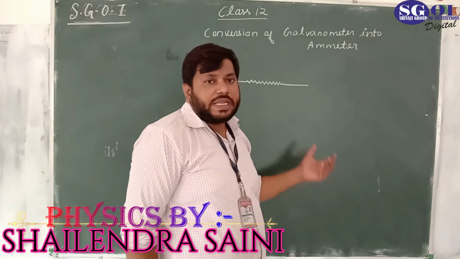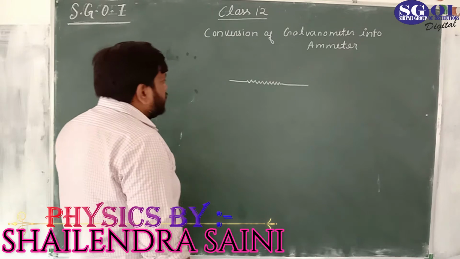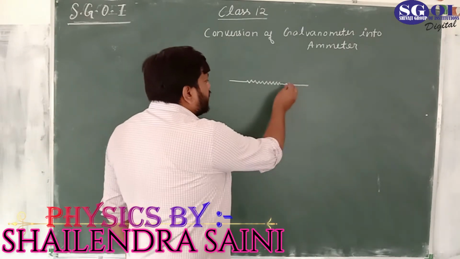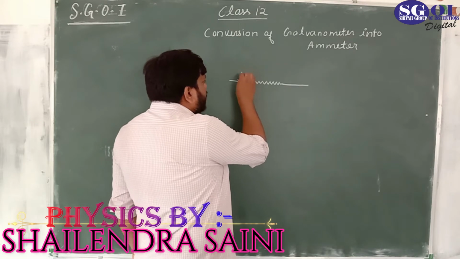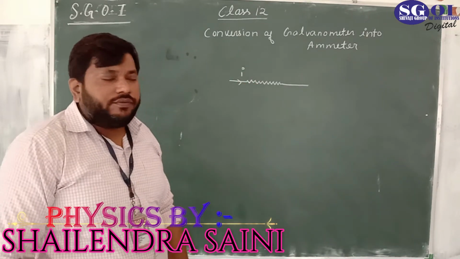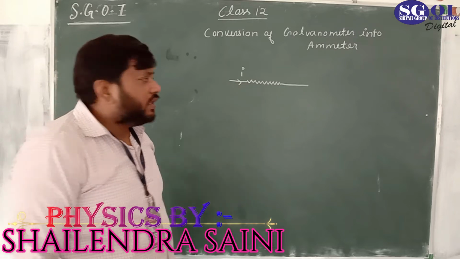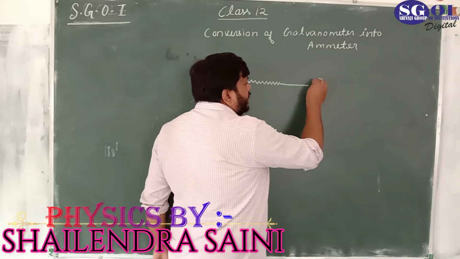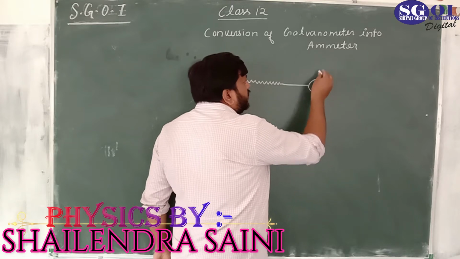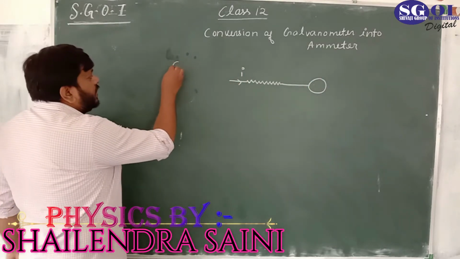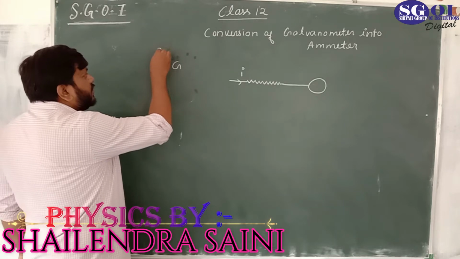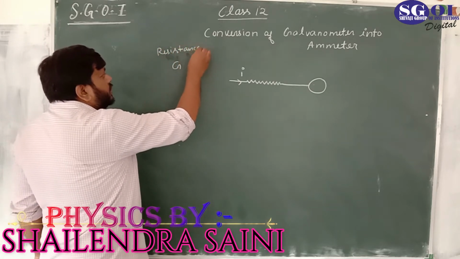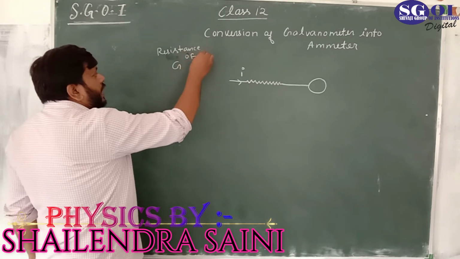So how would we use the galvanometer? The galvanometer is connected in series. Suppose the current flowing is I and we want to measure this current. So we would place the ammeter in series, and let's say we have a galvanometer, and the resistance of the galvanometer is represented by G. G is the resistance of the galvanometer.